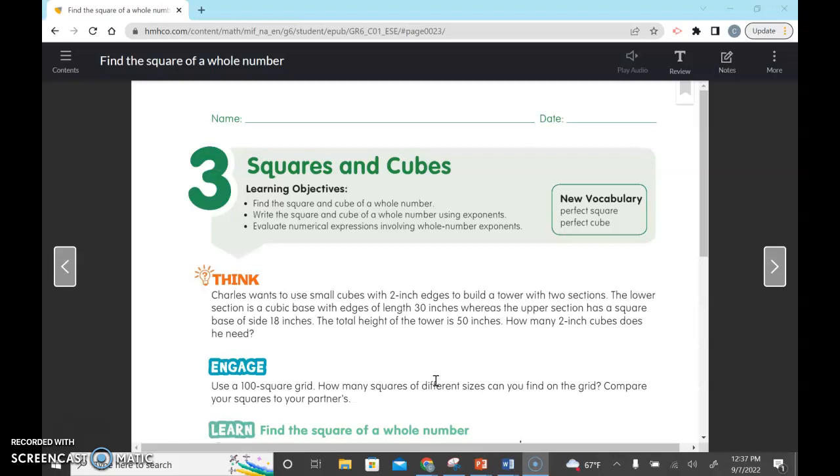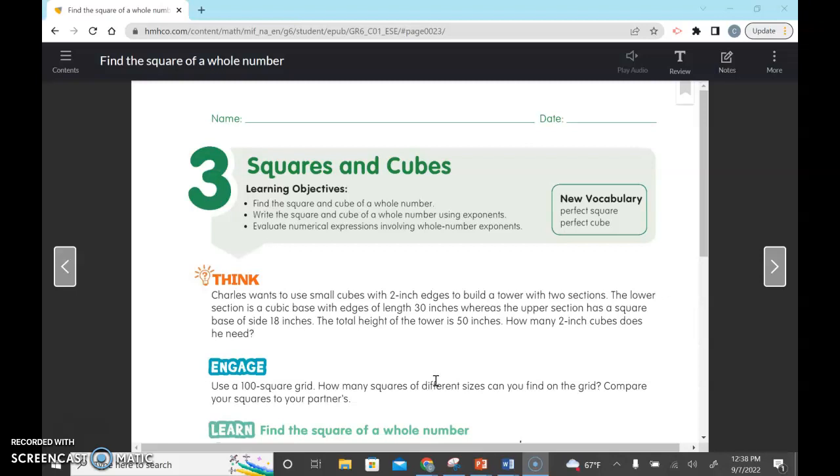During this video you do need to get out your math book and turn to page 23, get out your math journal and a pencil. If you want to use a calculator, you can use a calculator as well. So let's go ahead and get those different supplies out. And you can see on page 23 the objectives or the goals for this lesson.